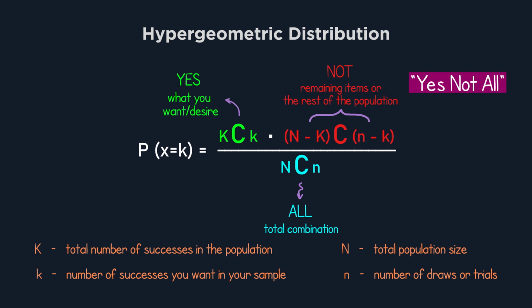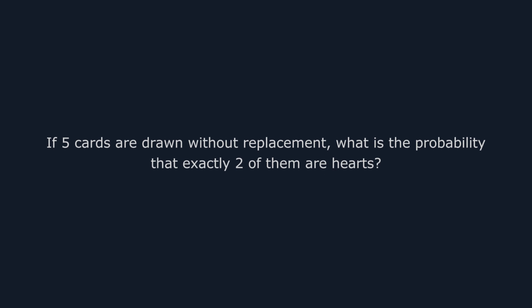All right, I think it would be better to solve some problems to really understand the formula. Let's start with a classic example involving a deck of cards. If 5 cards are drawn without replacement, what is the probability that exactly 2 of them are hearts? Since this problem involves drawing without replacement and we're interested in a specific number of successes, 2 hearts, it's a perfect fit for the hypergeometric distribution.